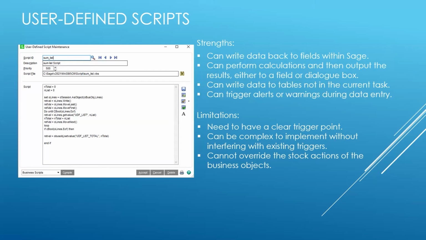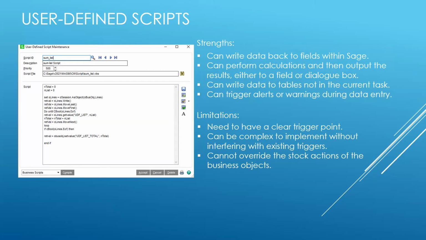Limitations to this functionality, and we'll talk about this more as we continue, but you need to have a clear trigger point, whether that be a field trigger or a button. Either way, there needs to be a specific place where the script knows to trigger. It can be complex to implement without interfering with existing triggers. So if you have a number of scripts that all fire in the same place, that can sometimes be complex. And also this sort of feeds into the third bullet point. It can be difficult when you're interacting with the stock actions of the business objects.